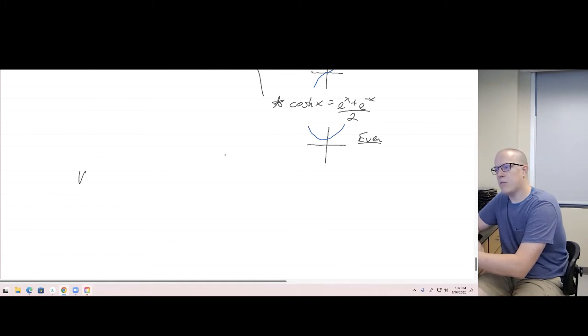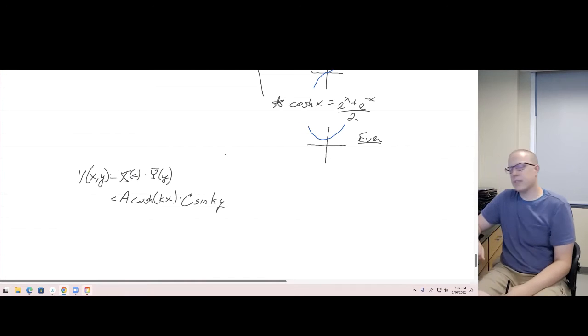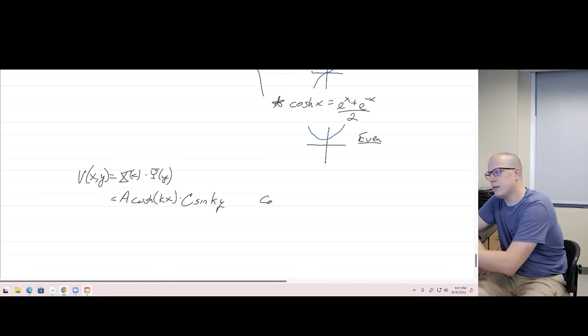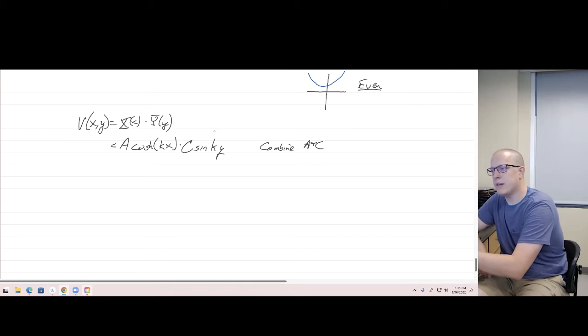We have our V of x and y is going to be our X of x times Y of y. And so if I put all that together, I have a cosh kx times C sine of ky. And just like before, A is a made-up constant, C is a made-up constant, so I can combine those. I can combine A and C, and I'll plug in my expression for k.